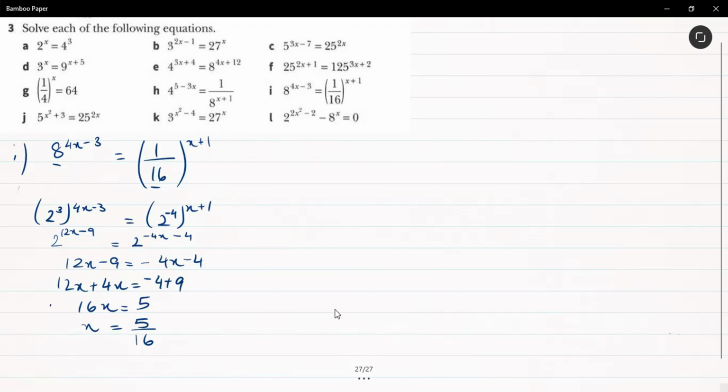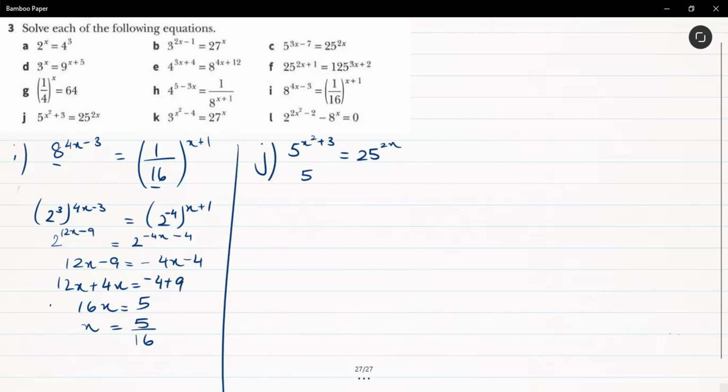And that's our value for part I. Okay, now going forward to part J, 5 raised to the power x squared plus 3 is equal to 25 raised to the power 2x.